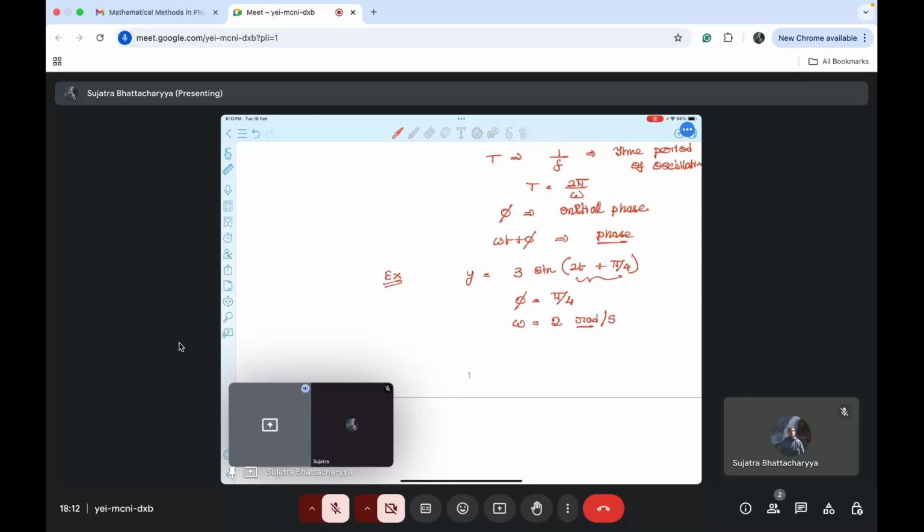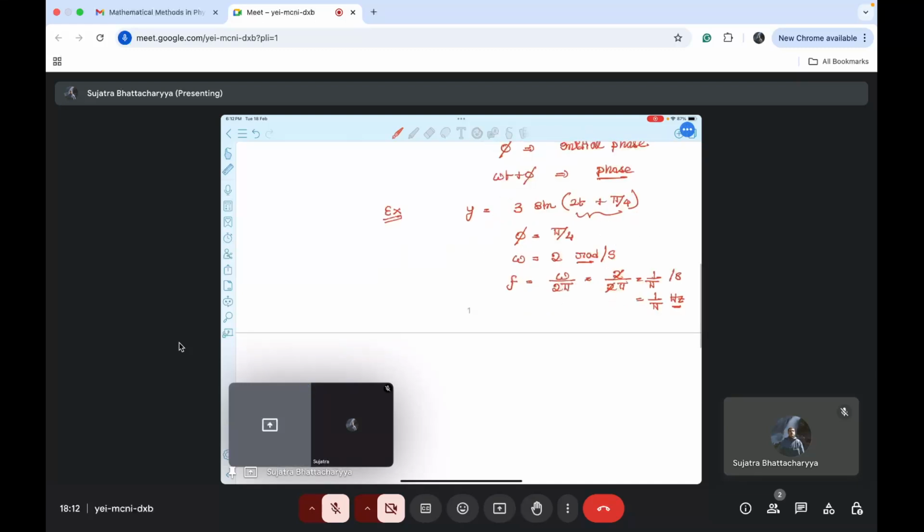Otherwise, if you write the frequency of oscillation, I have shown that it is equal to omega by 2 pi, right? So it will be 2 upon 2 pi, which is equal to 1 by pi. And now it will not be radians per second, but per second, which is nothing but hertz. Hertz is the unit of the frequency, right? So this is another thing.